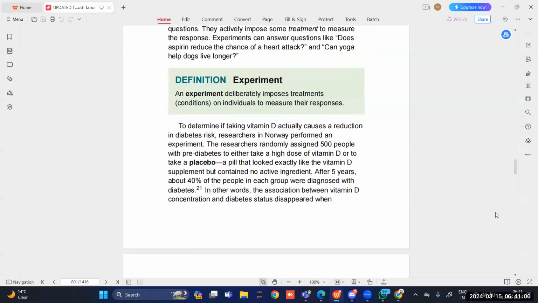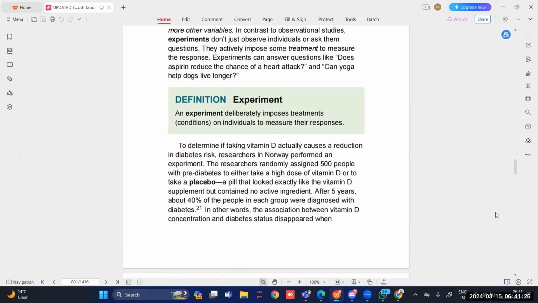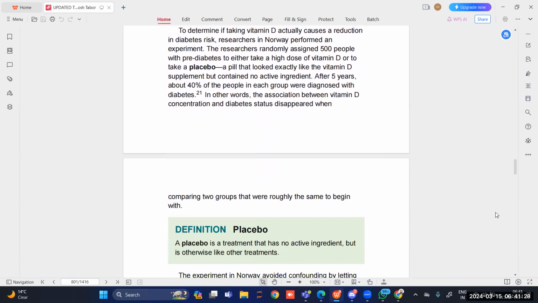To determine if taking vitamin D actually causes a reduction in diabetes risk, researchers in Norway performed an experiment. The researchers randomly assigned 500 people with pre-diabetes to either take a high dose of vitamin D or to take a placebo, a pill that looked exactly like the vitamin D supplement but contained no active ingredient. After 5 years, about 40% of the people in each group were diagnosed with diabetes. In other words, the association between vitamin D concentration and diabetes status disappeared when comparing two groups that were roughly the same to begin with.